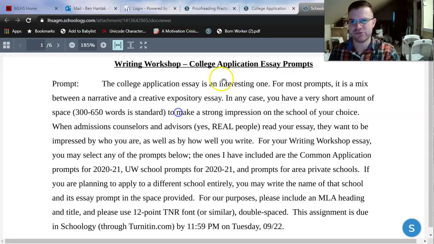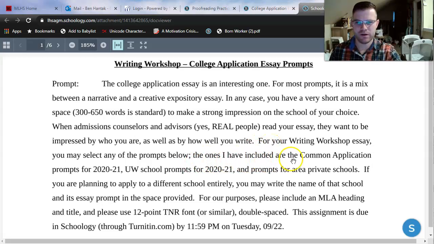The college application essay is an interesting one. For most prompts, it is a mix between a narrative, so a storytelling, and a creative expository essay, an explanation essay. So you've got some freedom on how you structure and what you say, so to speak, in a college application essay. In any case, you have a very short amount of space, so 300 words is the smallest I've seen. Up to 650 is the maximum for a lot of prompts. That is kind of the standard for word count, to make a strong impression on the school of your choice. When admissions counselors and advisors, real actual people, read your essay, they'll want to be impressed by who you are, so your character, as well as by how you write, your academic skills. For your writing workshop essay, you can select any of the prompts below. I've put up a bunch, so we'll walk through those slowly.